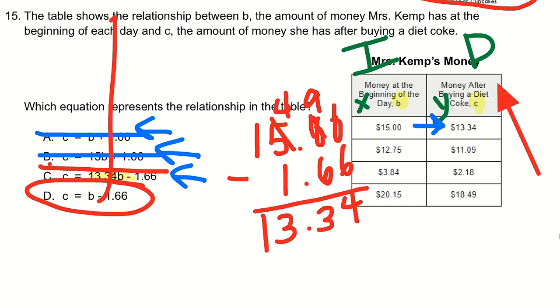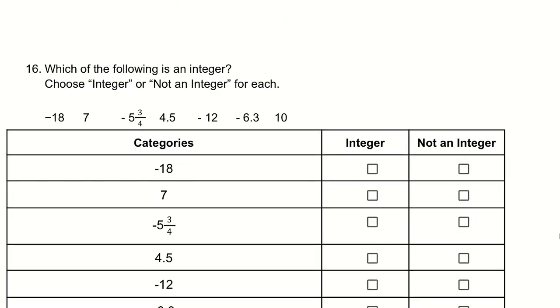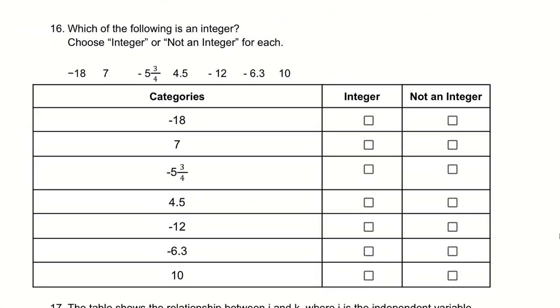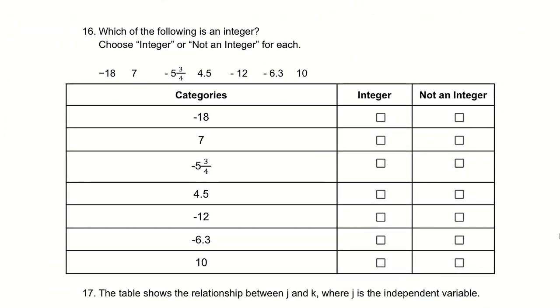Okay. So let me write on that again. Okay, it says, which of the following is an integer? You have to choose either integer or not an integer for each of them. So you have to choose one or the other, not both and not neither.